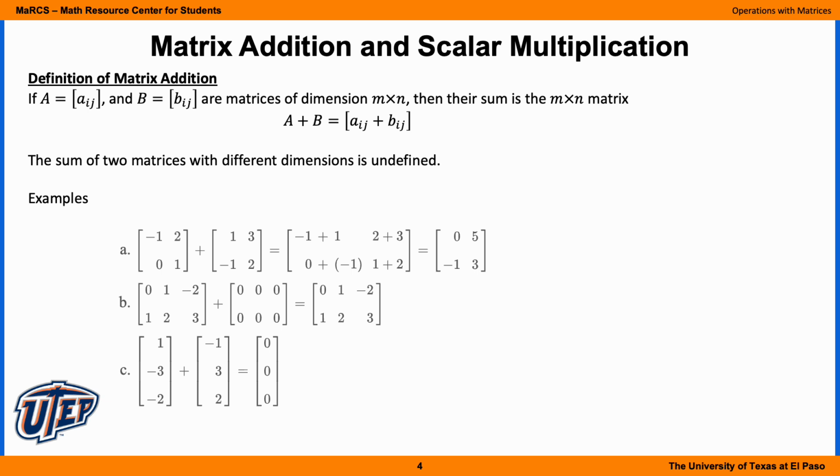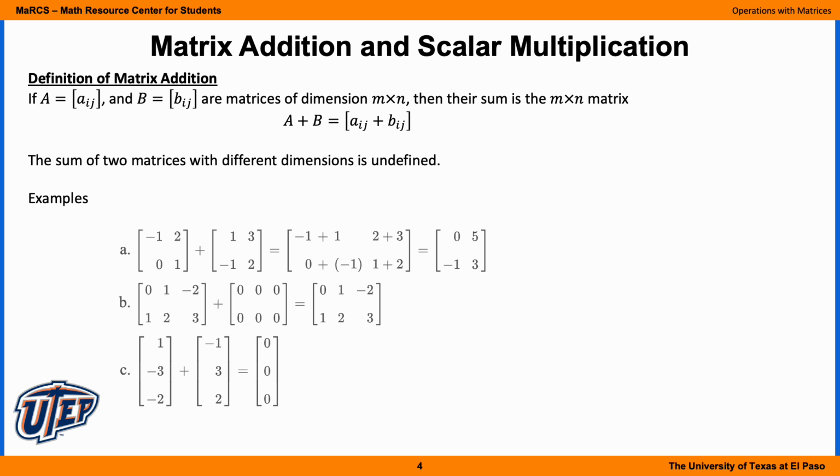For example A, we're given two 2x2 matrices, so their sum will also be a 2x2 matrix. The first matrix has the entries -1, 2, 0, and 1, and the second matrix has the entries 1, 3, -1, and 2. Adding the corresponding entries, we have -1 plus 1, which gives us 0, 2 plus 3, which gives us 5, 0 plus -1 gives us -1, and 1 plus 2 gives us 3.